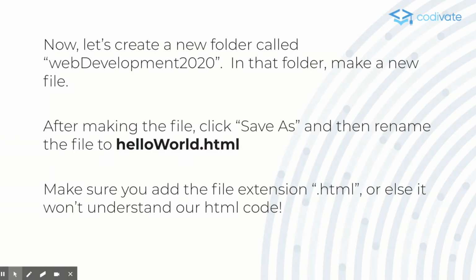So now let's create a new folder called Web Development 2020. And in that folder, let's make a new file for our HTML. And after making the file, we can click Save As and then rename the file to helloworld.html. Make sure you add the file extension .html or else it won't really understand that it's HTML code.